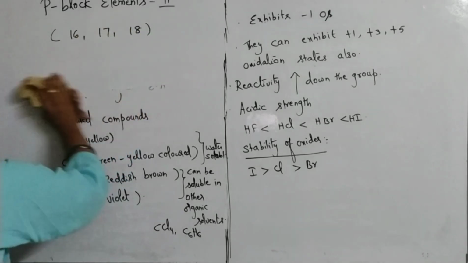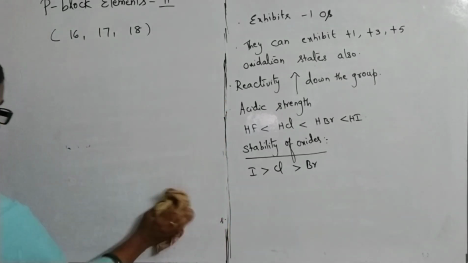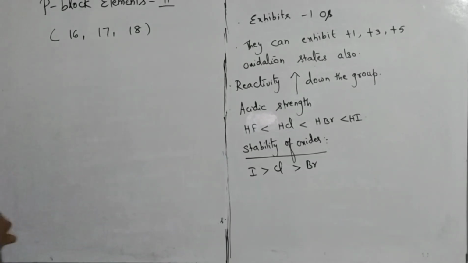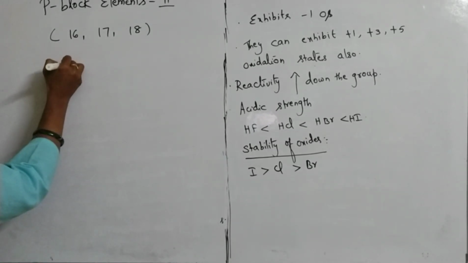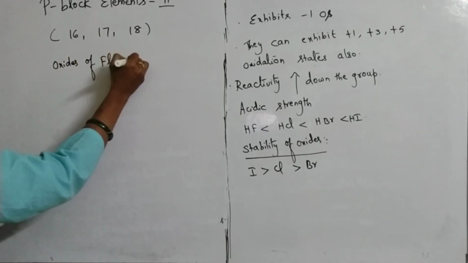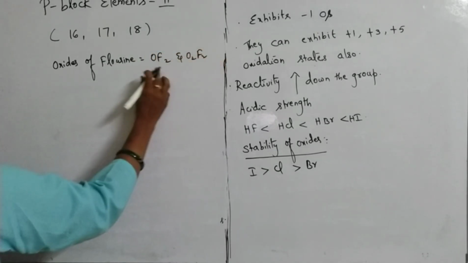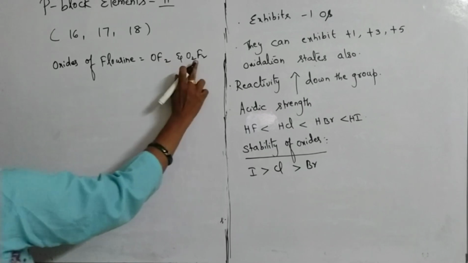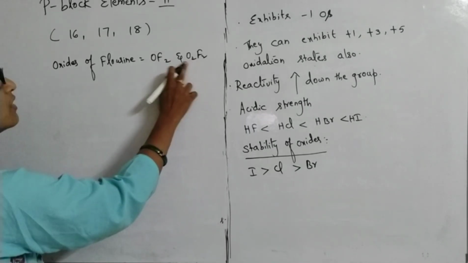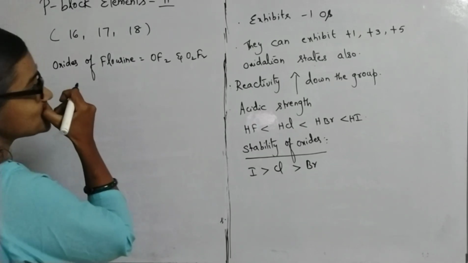Okay, and next if you go for oxides of fluorine, especially you have to learn about OF2 and O2F2. Oxides of fluorine are what? OF2 and O2F2. Dioxygen difluoride is O2F2, oxygen difluoride is OF2. So in these two oxyfluorides, oxygen exhibits what? +1 and +2 oxidation states.